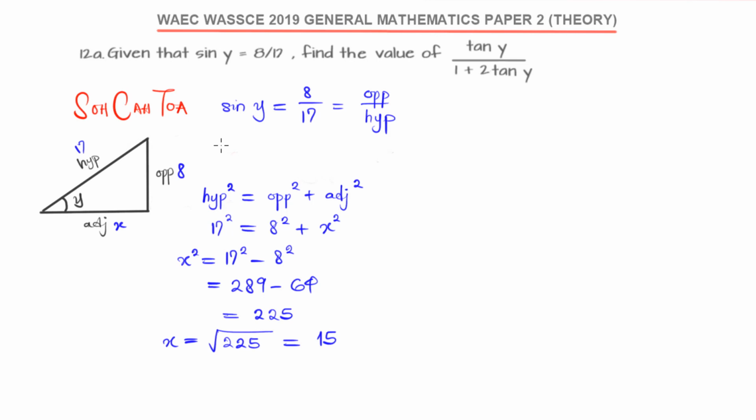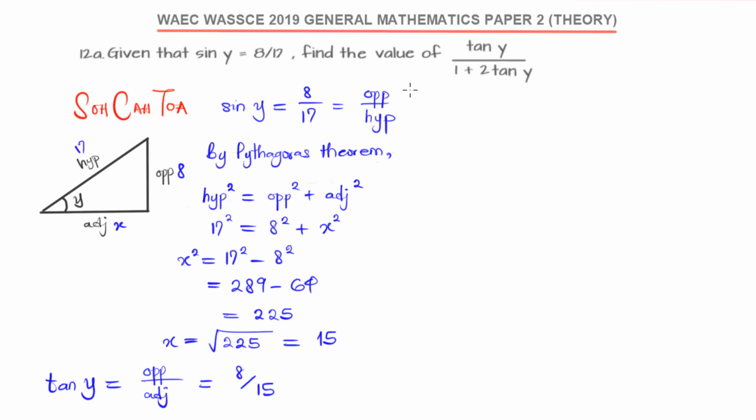So we can now go ahead to put in these values for the value that we're asked to find. We first did this by applying the Pythagoras theorem. Now if you want to find tan y, we just got the adjacent for the right angle triangle. Tan y is opposite over adjacent, and the opposite to y is still 8, but the adjacent is now 15. So this is the value that we use for the question we are being asked here, the value of tan y over 1 plus 2 tan y. We just need to put 8 over 15 in all the places that we are seeing tan y.